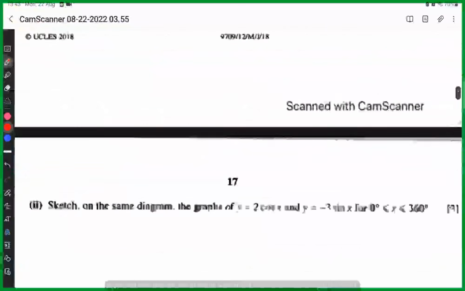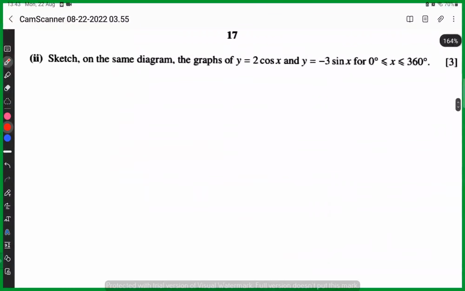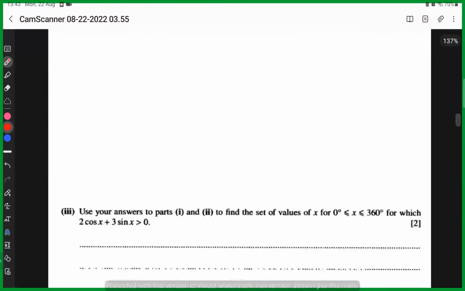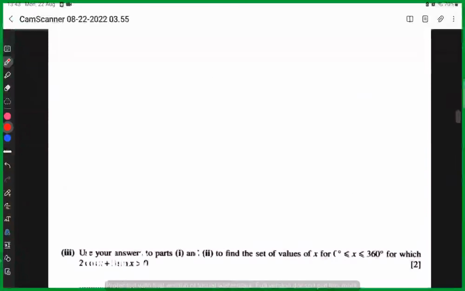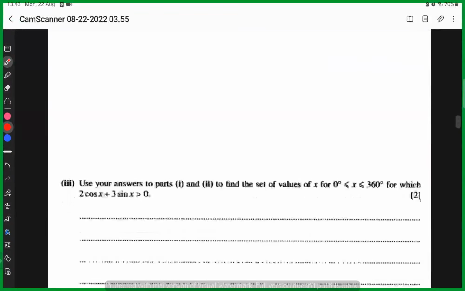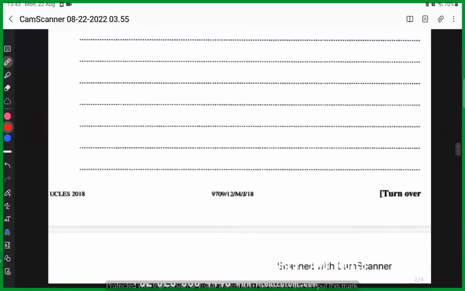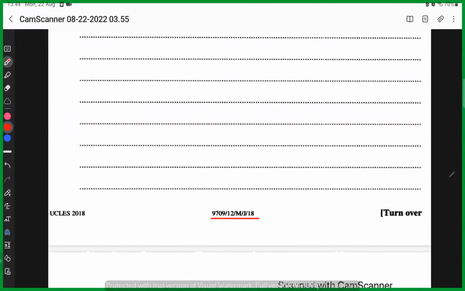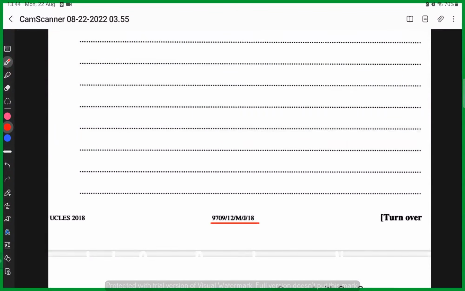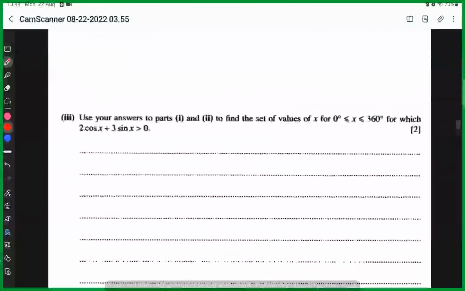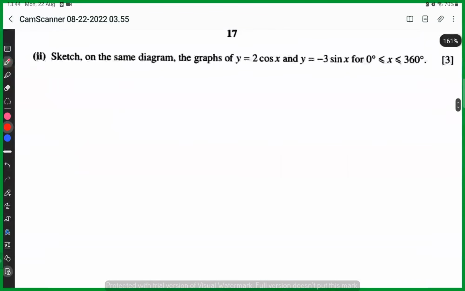Okay, I was interested in this part because this is something we were talking about lately, and again this question is same. It's the second part of the same question. Let me check that again. Yes, it is the second part of the same question. Okay, this is the question. It says sketch on the same diagram the graphs of y equals 2 cos x and y equals minus 3 sin x. Let's pick up the first one.